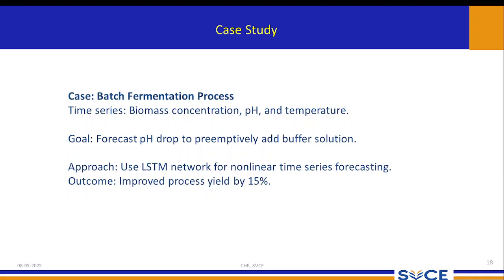So use a long short-term memory network for non-linear time series forecasting. The outcome is that it improves process yield by 15%. That is a control: identifying the drop and then adding a pH buffer.